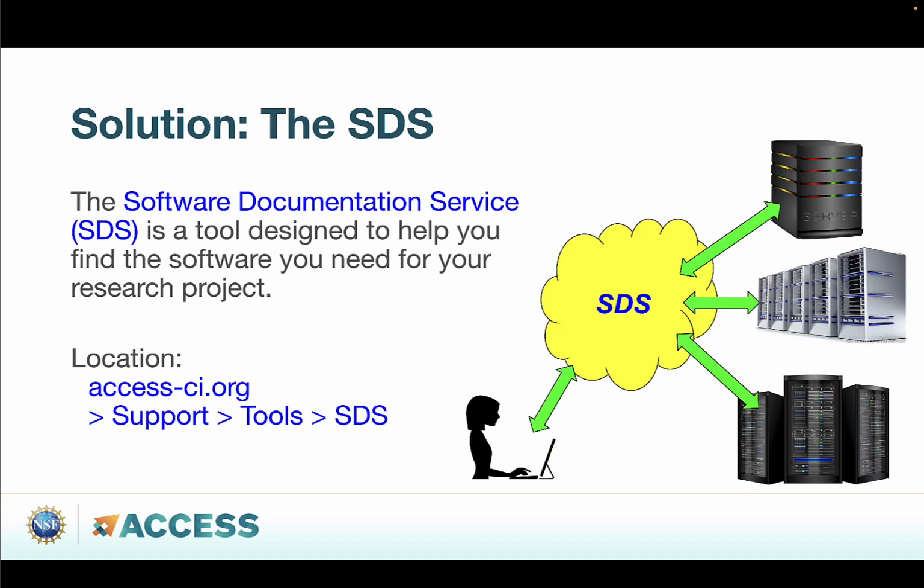The Access Software Documentation Service, or SDS, is designed to solve this problem, to help you identify resources where software applications or the libraries your application depends on are installed. If you are trying to decide which resource to use for your project, the SDS may help you narrow down the many available options. The SDS can be accessed by going to access-ci.org, going to Support, clicking the Tools menu, and then selecting Software Documentation Service, SDS, from that menu.